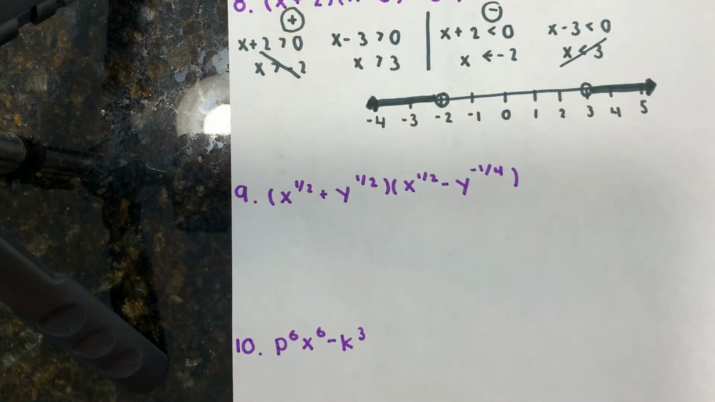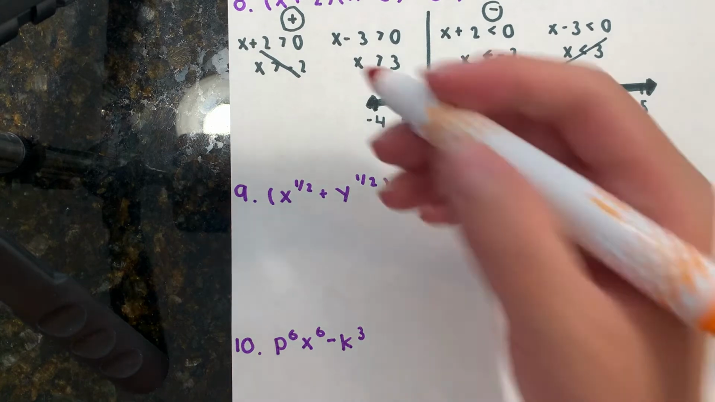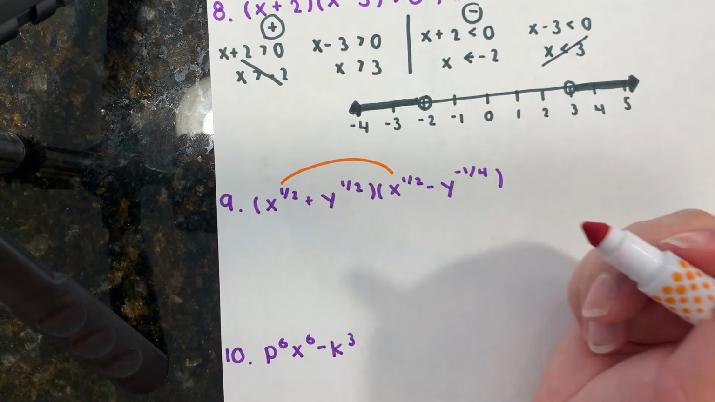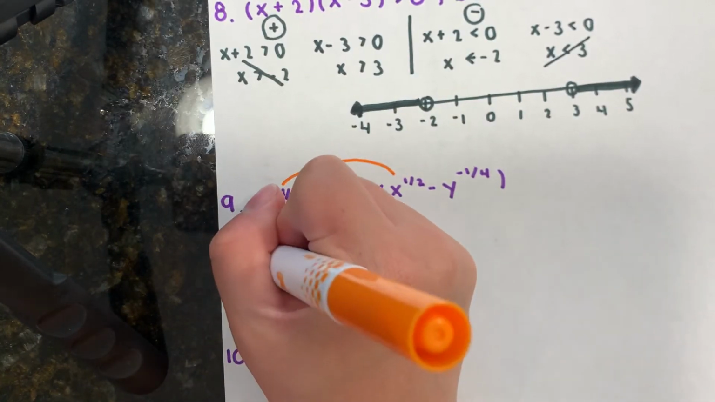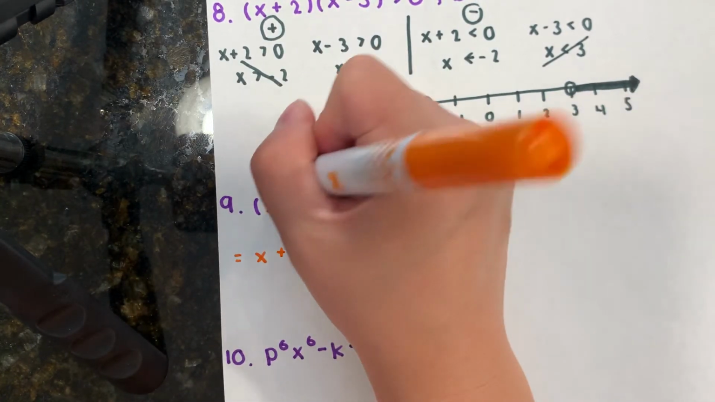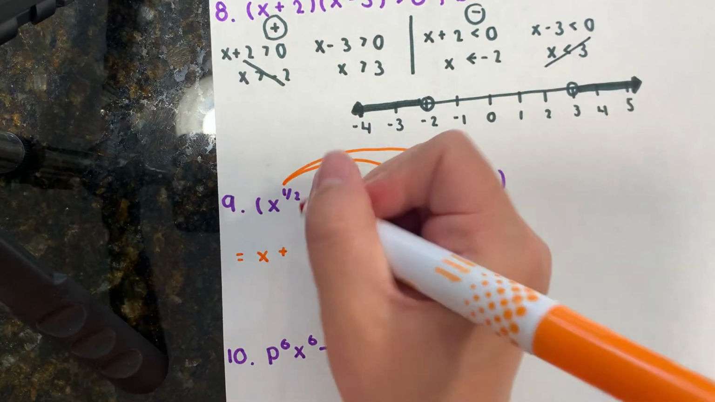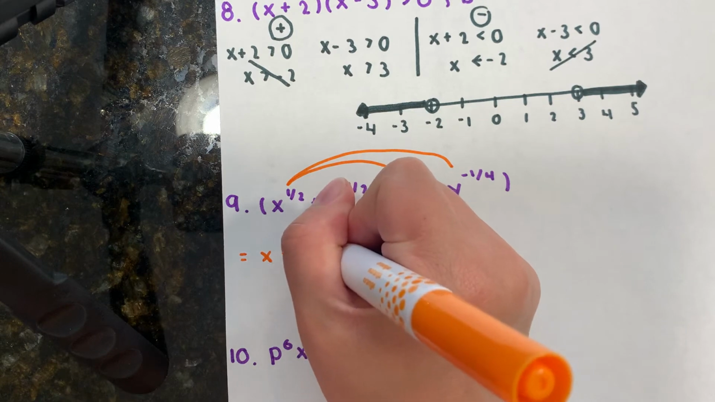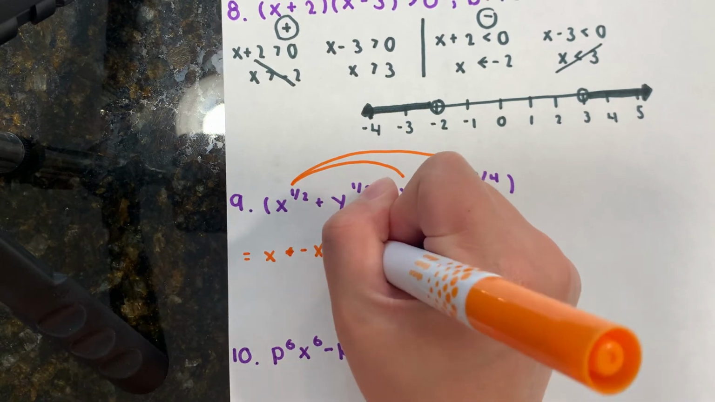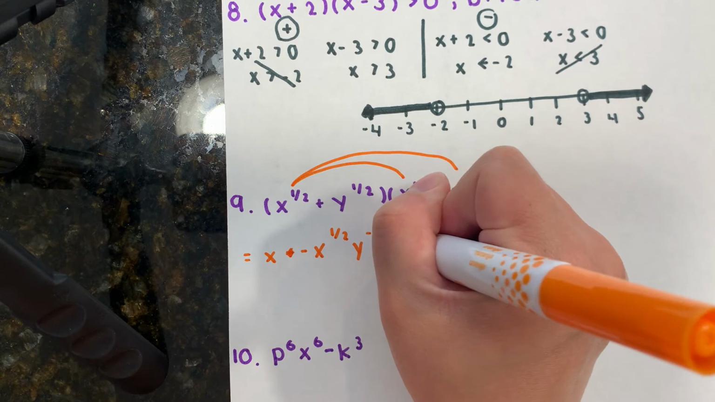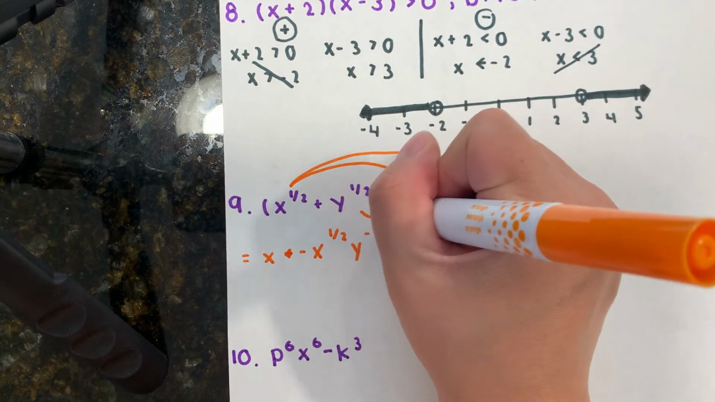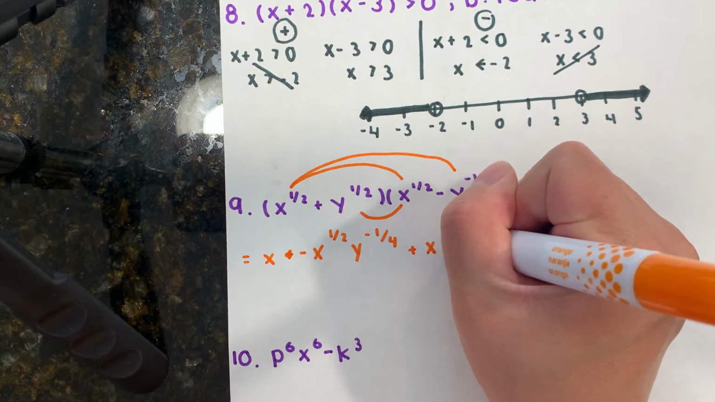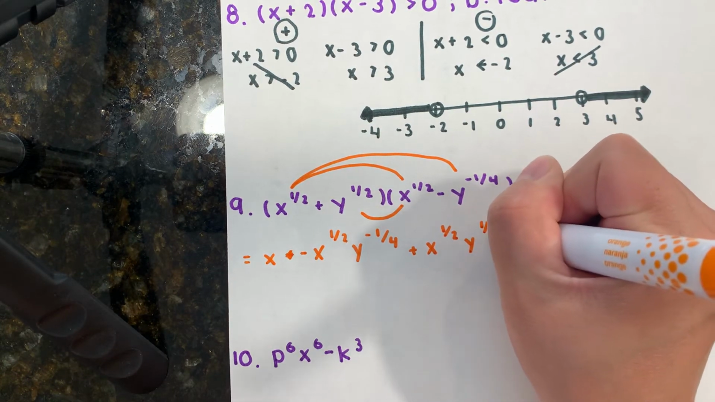Now looking at number 9, this one is just about distribution. So I'm going to distribute, and you add exponents. So 1/2 plus 1/2 is going to be equal to 1. Then x to the 1/2 times negative y to the negative 1/4 would be negative x to the 1/2 y to the negative 1/4. Then the middle terms, you would do plus x to the 1/2 y to the 1/2.